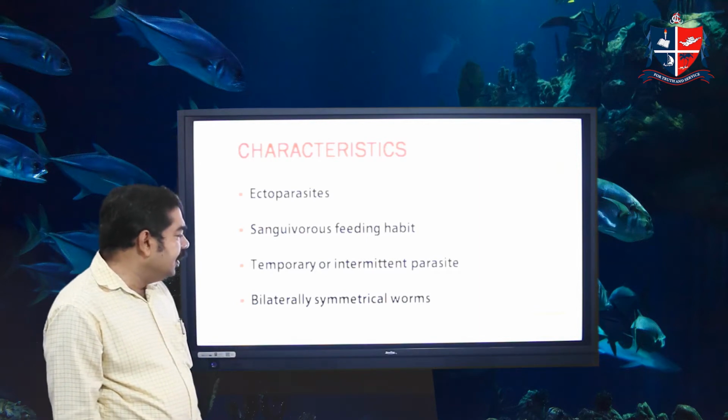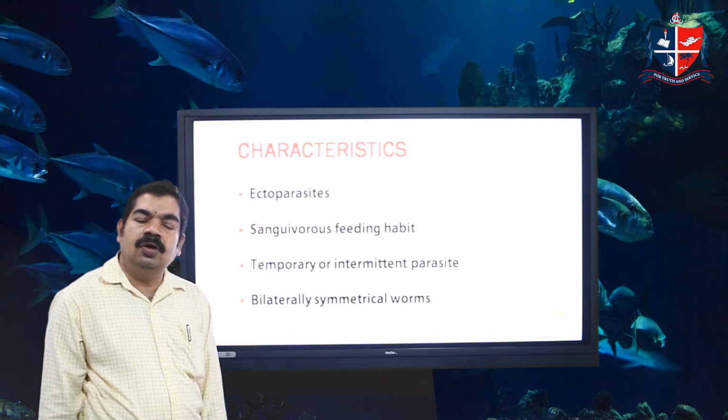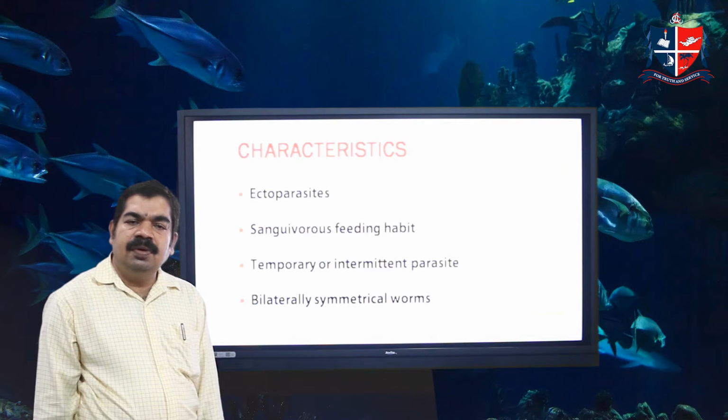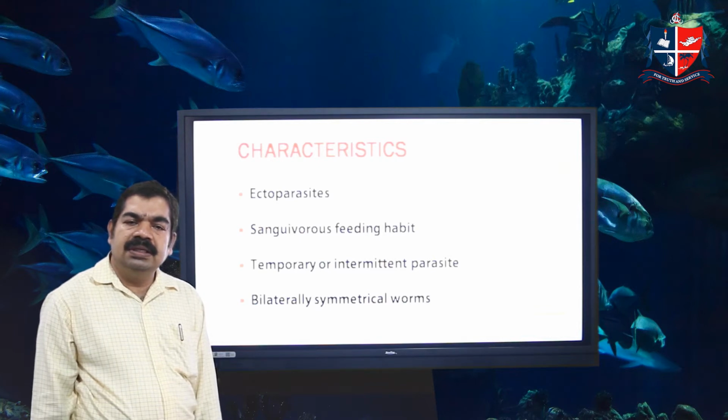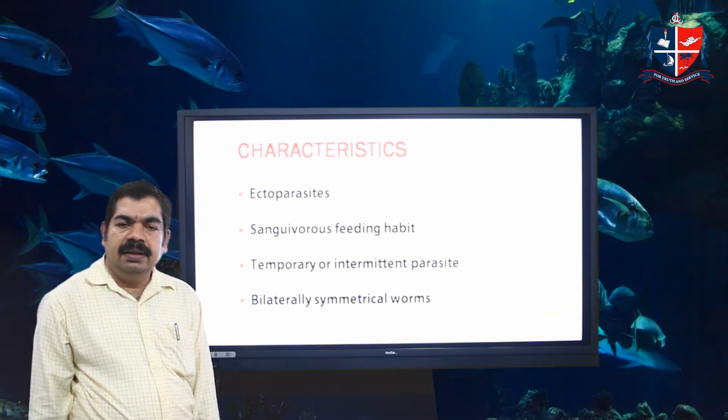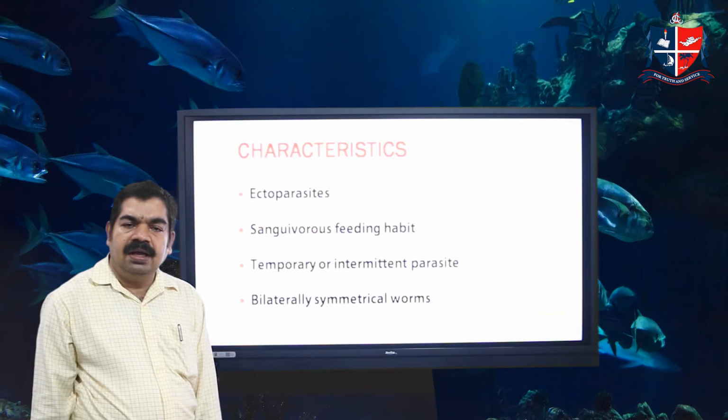Next point, the body of the leeches is normally bilaterally symmetrical. That means the body can be cut into two equal halves when we are cutting through the central axis. So that particular body arrangement of leech is known as bilaterally symmetrical arrangement. So leech is a very good example for a bilaterally symmetrical body organism.